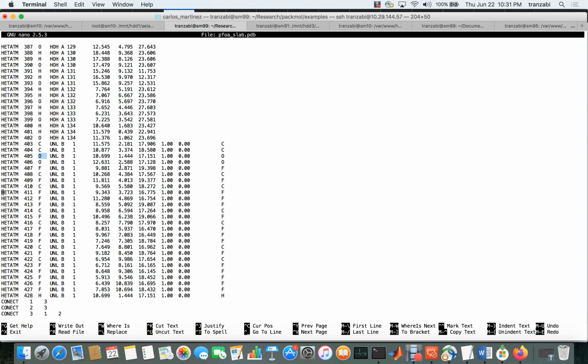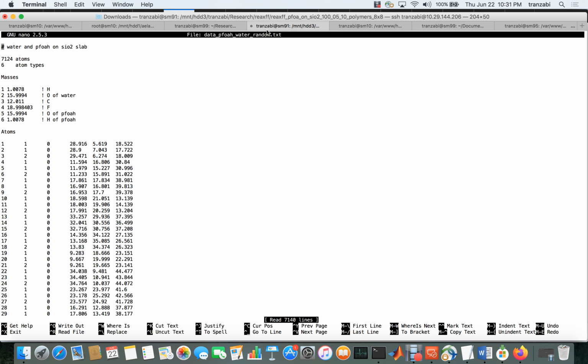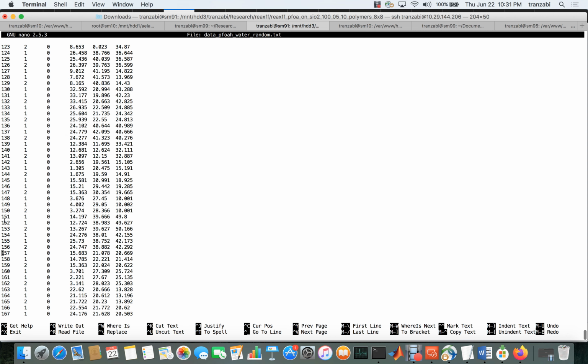The coordinates are column 6, column 7, 8, and 9. These three columns will be copied over to these three columns. The first column here is going to be the index, starting from 1, and it should go all the way to 428, the exact same number we had there. But in this example I'm showing you, it's about 7,000. So if you scroll down, you're going to reach 7,127, I guess.